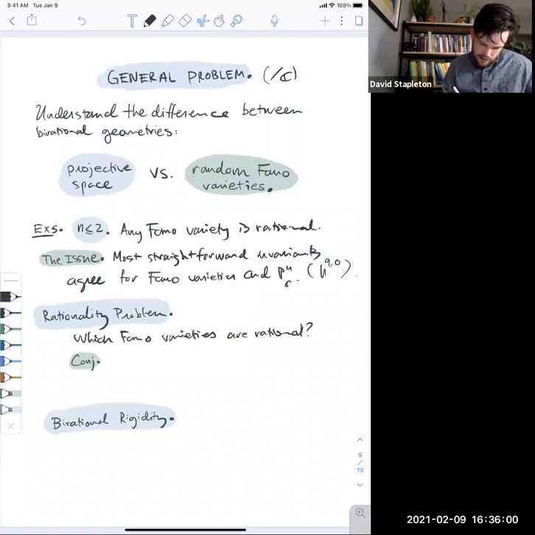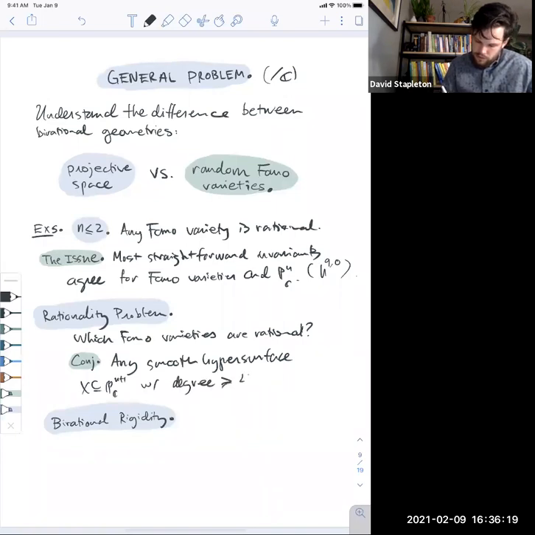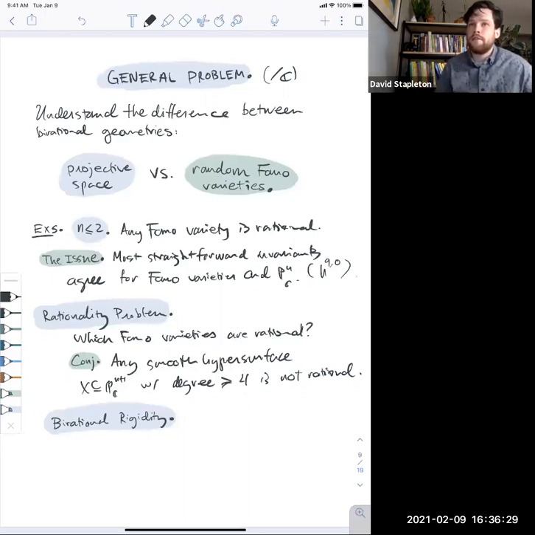So there's some pretty straightforward conjecture. Any smooth hypersurface X inside P^{n+1}(C) with degree at least 4 is not rational. Right, so it's expected that a lot of even Fano hypersurfaces are not rational, but this is a very hard conjecture, and there's been a lot of progress in recent years by especially Stefan Schreieder, but anyways, in this full generality, this conjecture is wide open, I think.